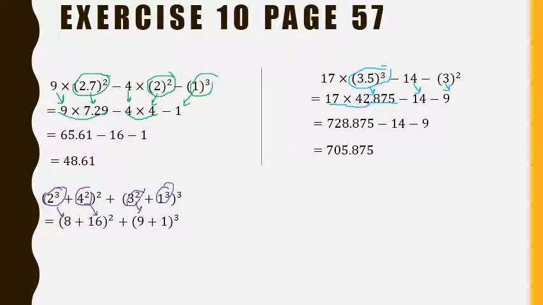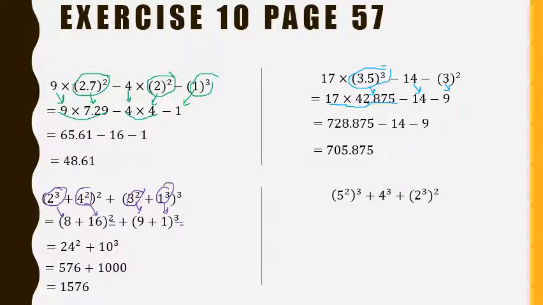So here I have to solve what's inside the parentheses. 8 plus 16 is 24, and don't forget to write the power 2 here, plus 9 plus 1 is 10, all to the power 3. So what's the answer of multiplying 24 by itself? 576. Okay, plus 10 to the power 3 is 10 times 10 times 10, which is 1000. So 576 plus 1000 is 1576.